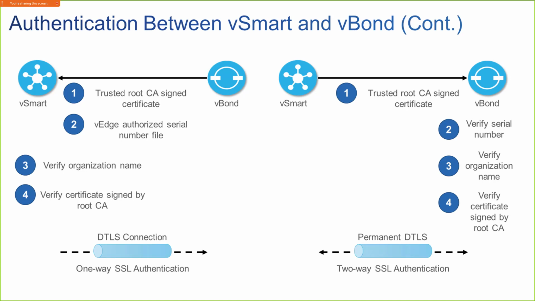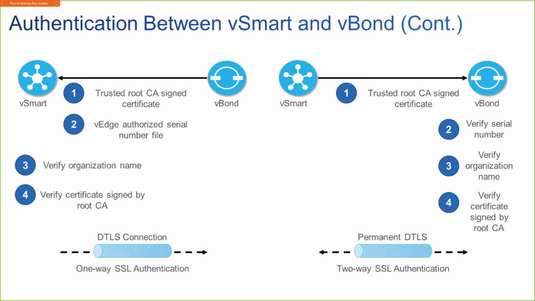The vSmart controller sends its trusted root certificate. The orchestrator uses its chain of trust to verify. We're also going to match the number against the vSmart authorized serial number file. If there's a match, we're going to go ahead and authorize it. If there's not a match, we're going to tear down the session.